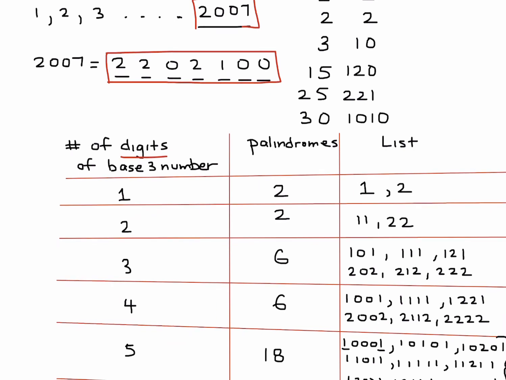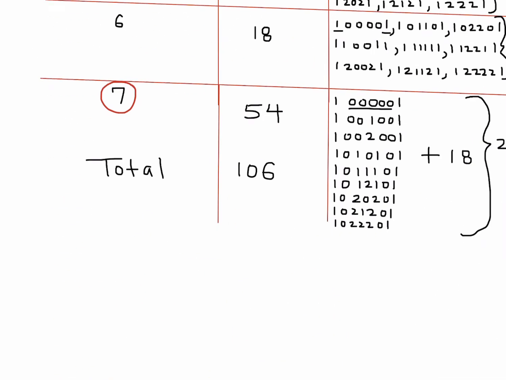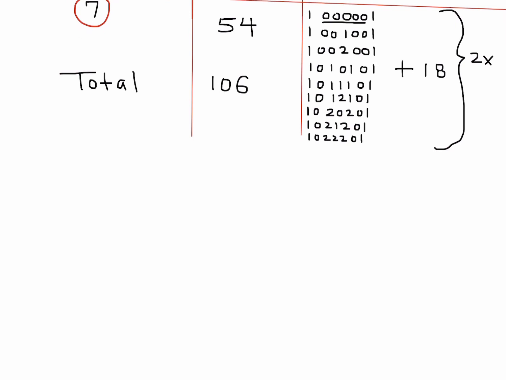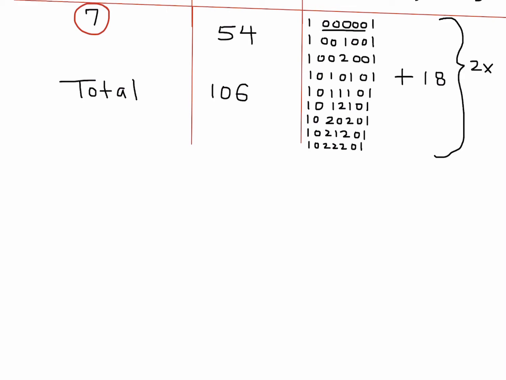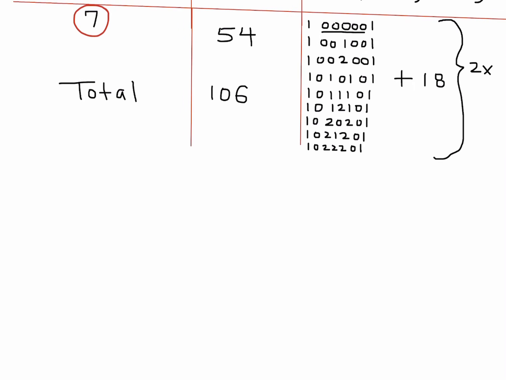So 2202100, that's as high as I can go. I can't go any more than that. So obviously some of these base 3 representations that have 7 digits are a number that's greater than 2007. Okay? So first let's write my 2007 in base 3. It was 2202100. Now I have to get rid of the numbers that are palindromes greater than 2007. Okay, no problem.